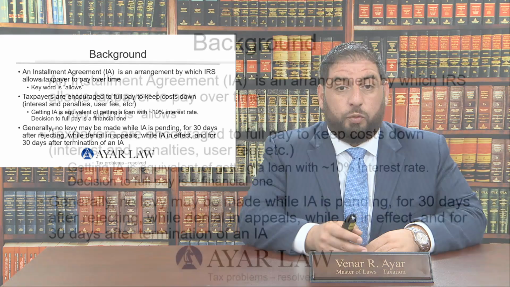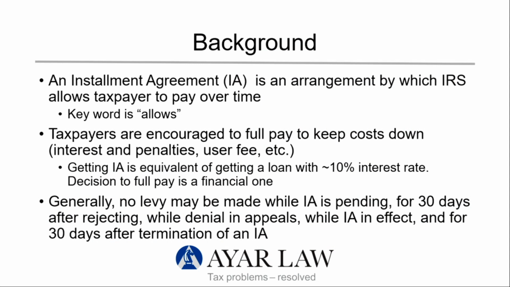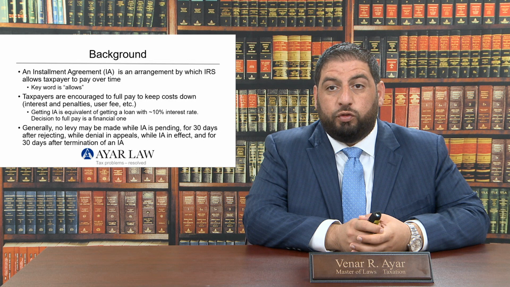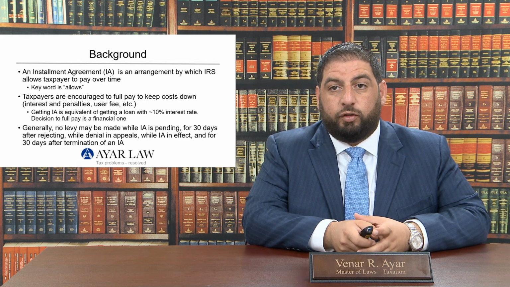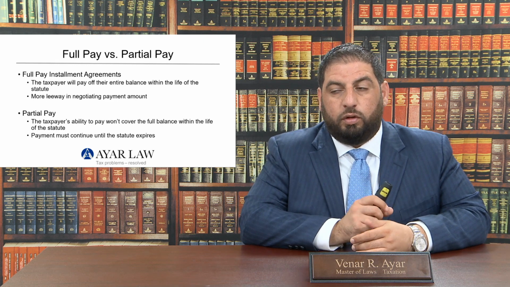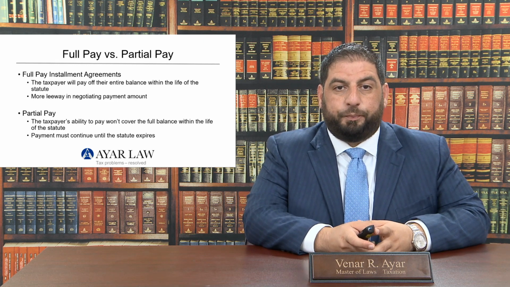Generally speaking, if you propose an installment agreement and it's pending, no levy can be issued while it is pending, or 30 days after they reject your proposal, or while you're in appeals, or while an installment agreement is in effect, or for 30 days after they terminate an installment agreement. There can be no levies. So installment agreements are very effective tools for taxpayers who are in active collections and you need to stop a levy. Proposing an installment agreement is usually a good way to do it.